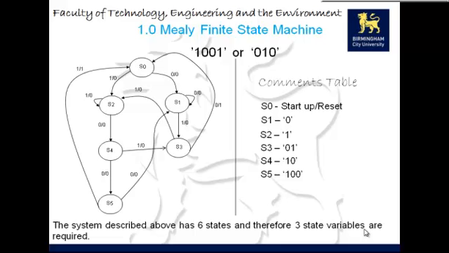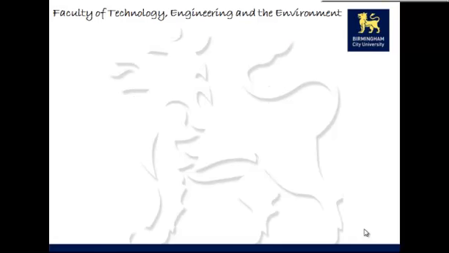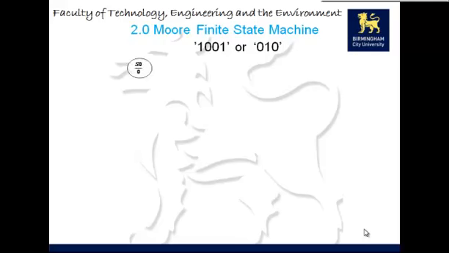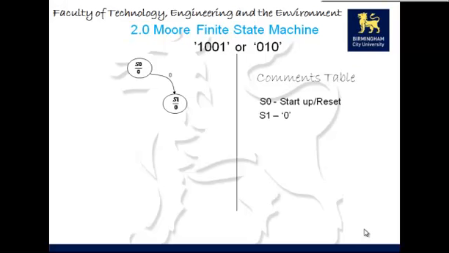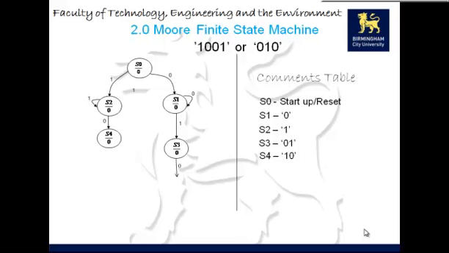Okay, the system uses 6 states, therefore 3 state variables are required. Now, the Moore finite state machine is as follows. I'm just going to keep clicking rather than saying it. Very similar. It's just that we're using more states for the Moore because the system cannot change an output within a state.